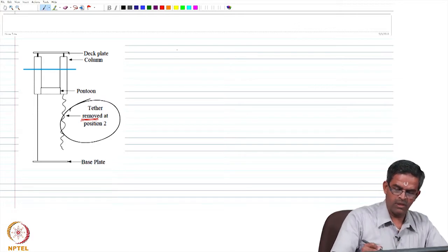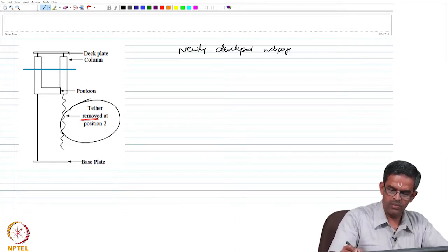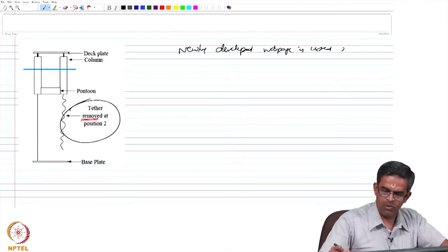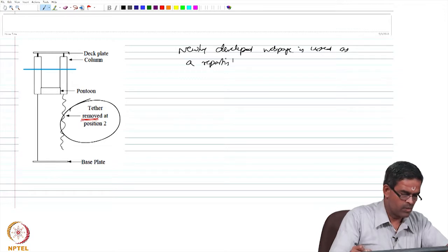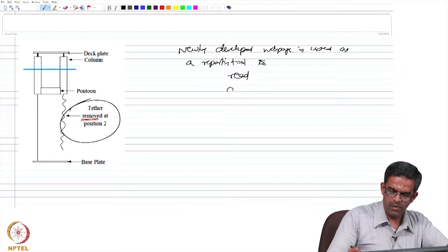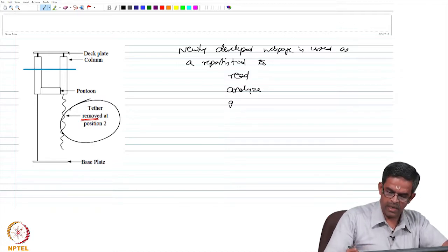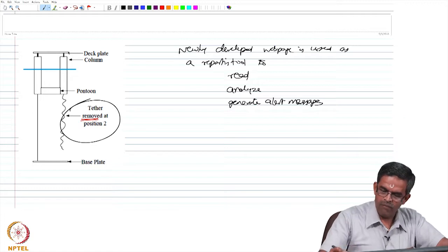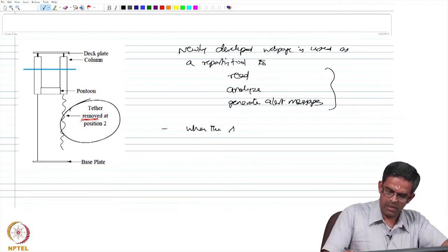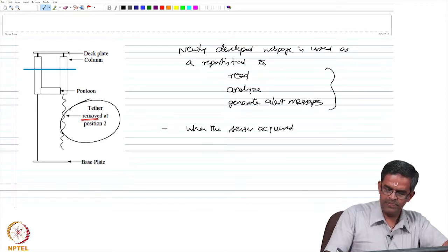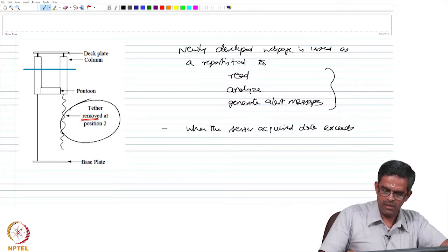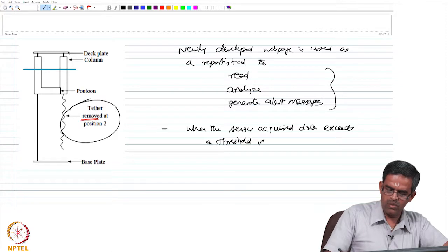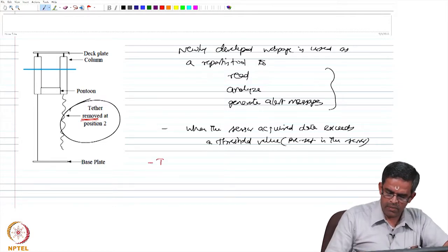Okay. Now, the newly developed web page is used as a reporting tool to read, analyze and generate alert messages. When will this happen? The question is, when the sensor acquired data exceeds a threshold value which is preset in the server.